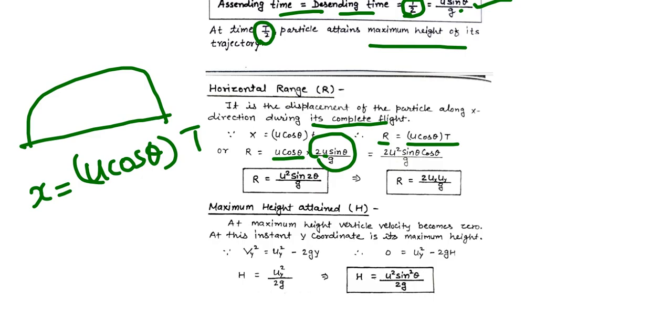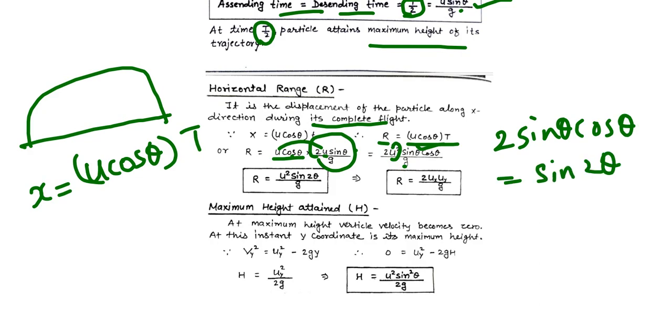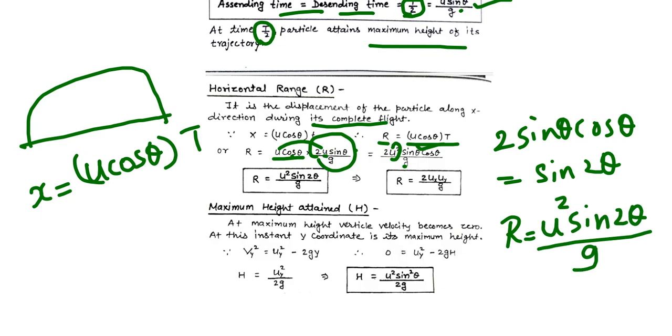You take u square. You write u square cos theta sin theta, this one by g. And you know that what is 2 sin theta cos theta? What do you remember? It is sin 2 theta. So the range is equal to u square sin 2 theta by g. And this is in terms of ux, u sin theta and u cos theta, so you can also write like this. So what you are getting is the range. This one is the range equation.